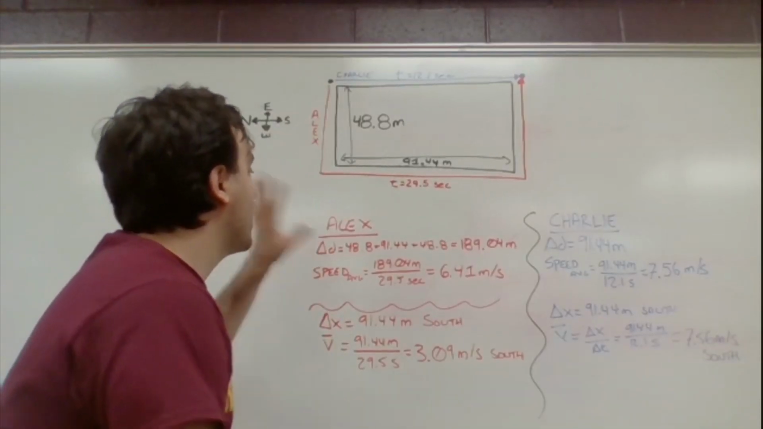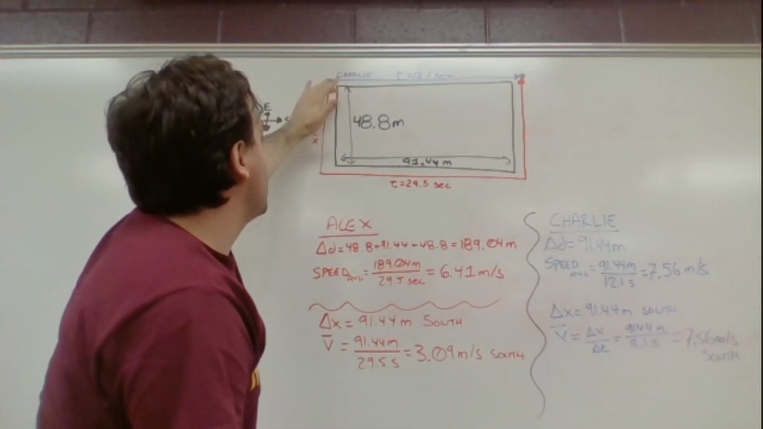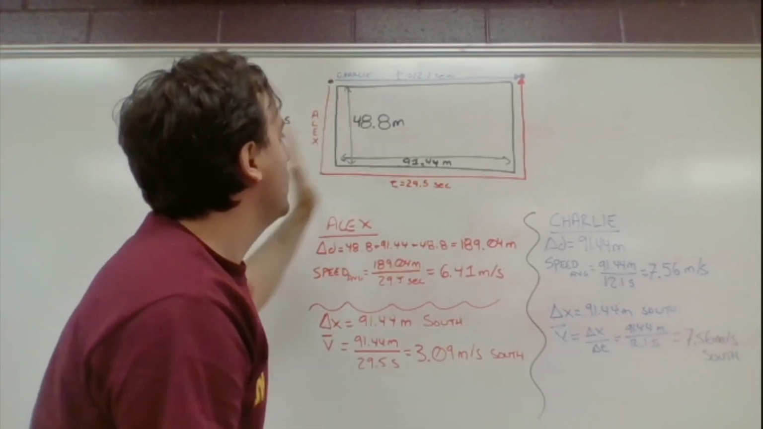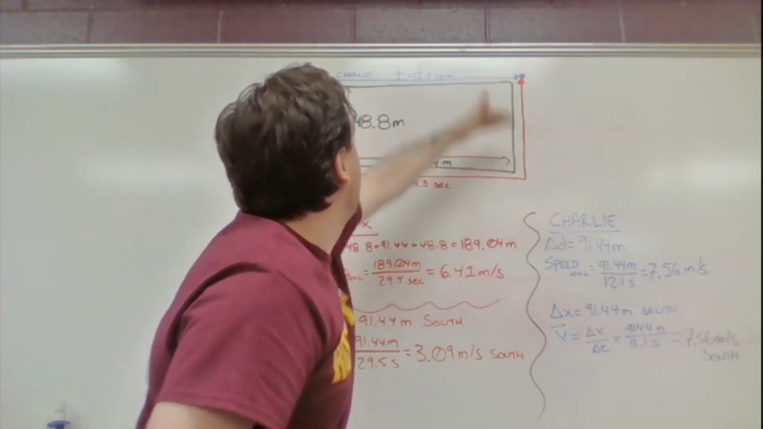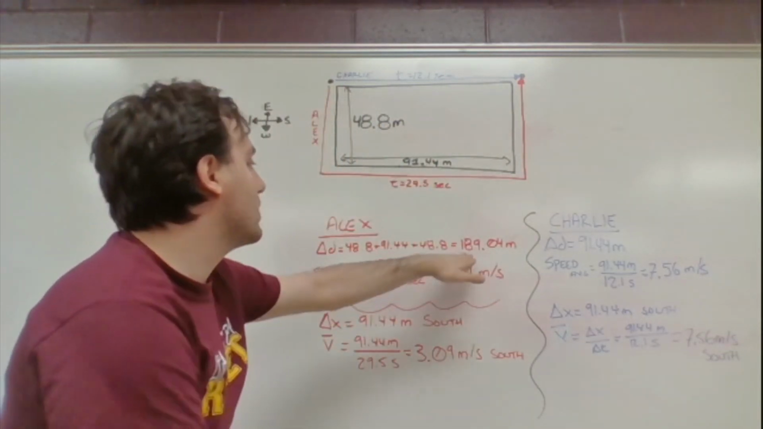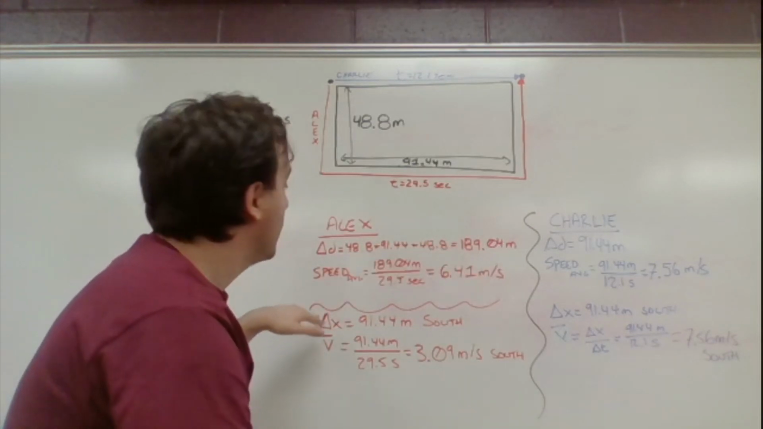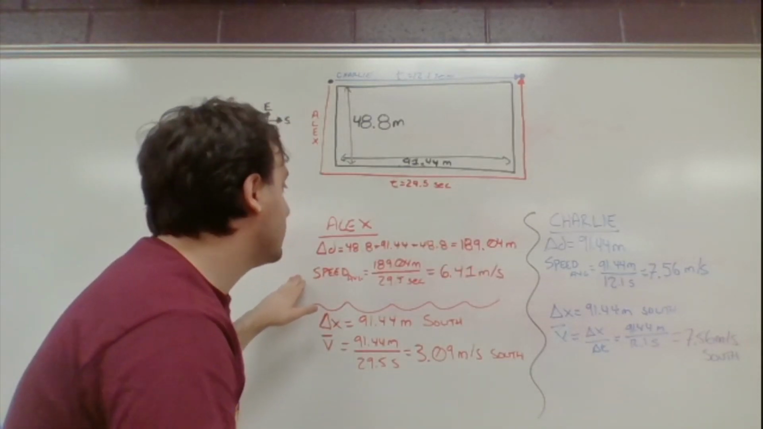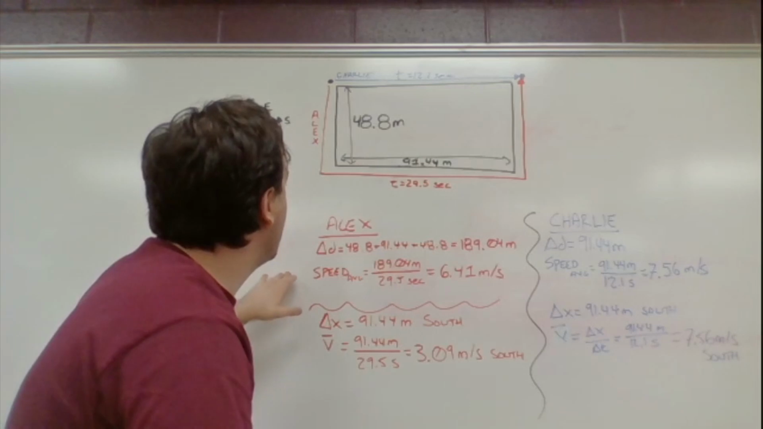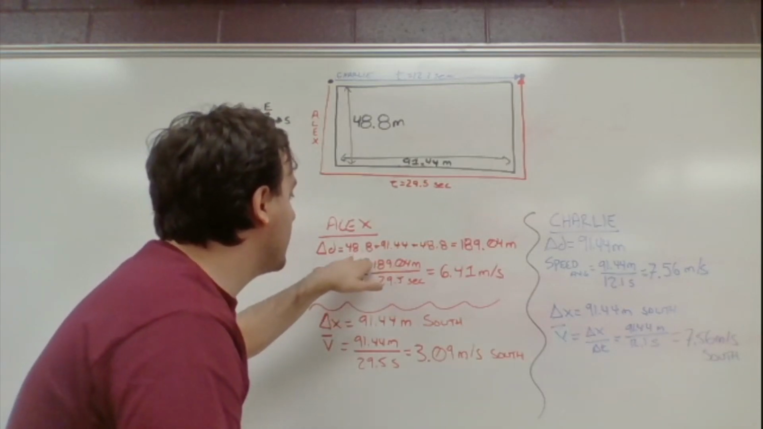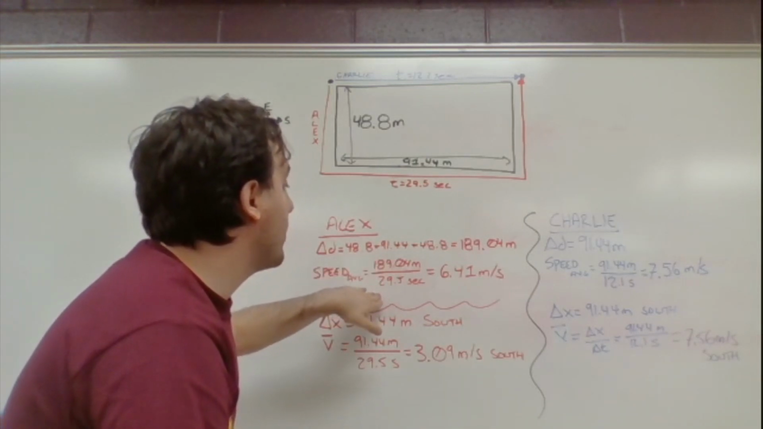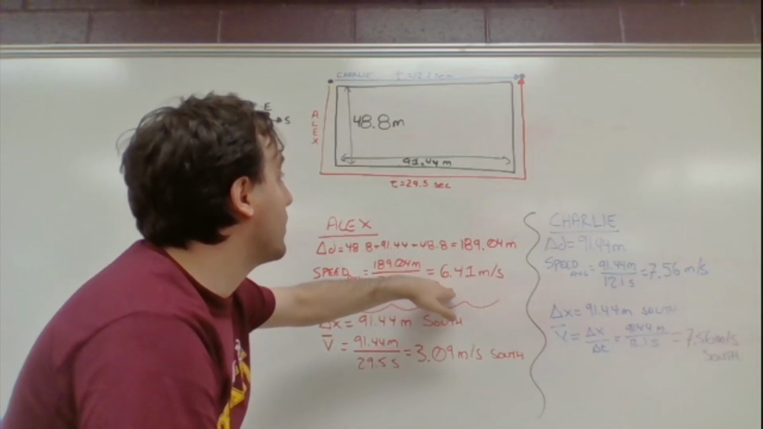Okay, so Alex's distance: they go 48.8 down, 91.44 over, 48.8 back up, gives me a total distance of 189.04 meters. Their speed is based on distance divided by time, so 189.04 divided by 29.5 is 6.41.